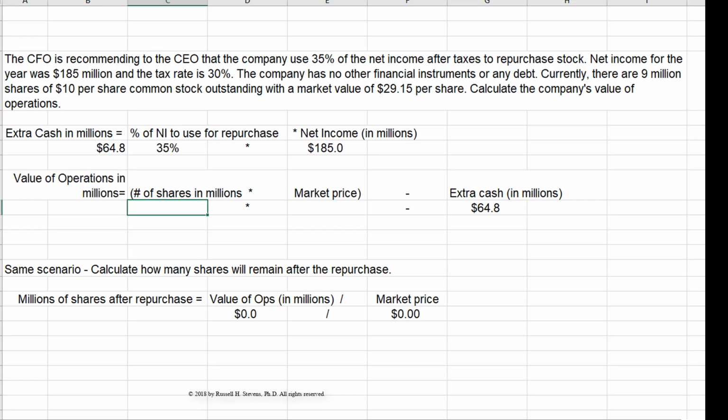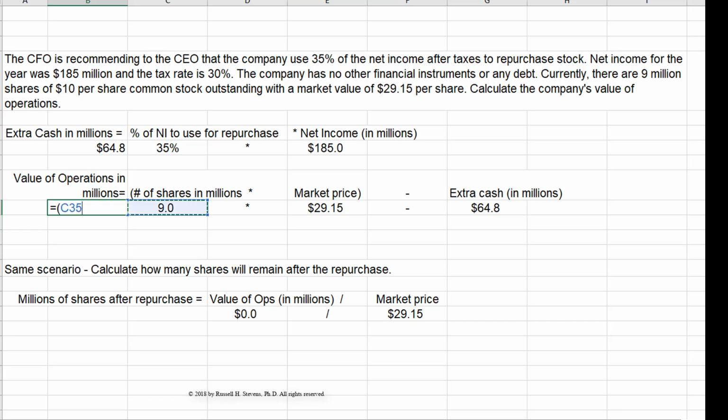Highlight the workbook cell under number of shares in millions and type in 9.0. Highlight the workbook cell under market price and type in $29.15. Note that the extra cash has been carried down to this line by use of a cell reference. Highlight the workbook cell under value of operations in millions. Type in an equal sign followed by an open parenthesis.